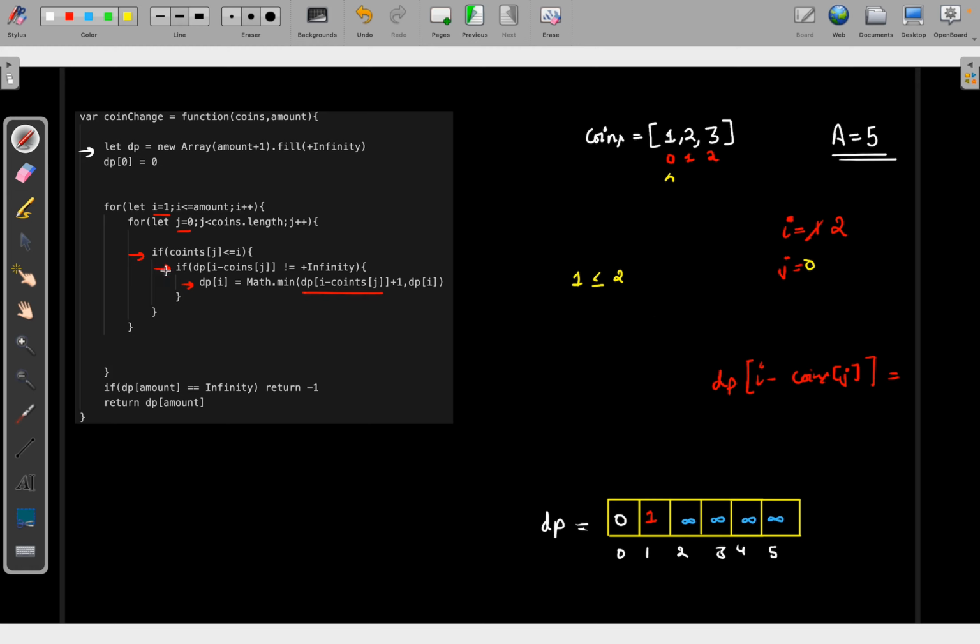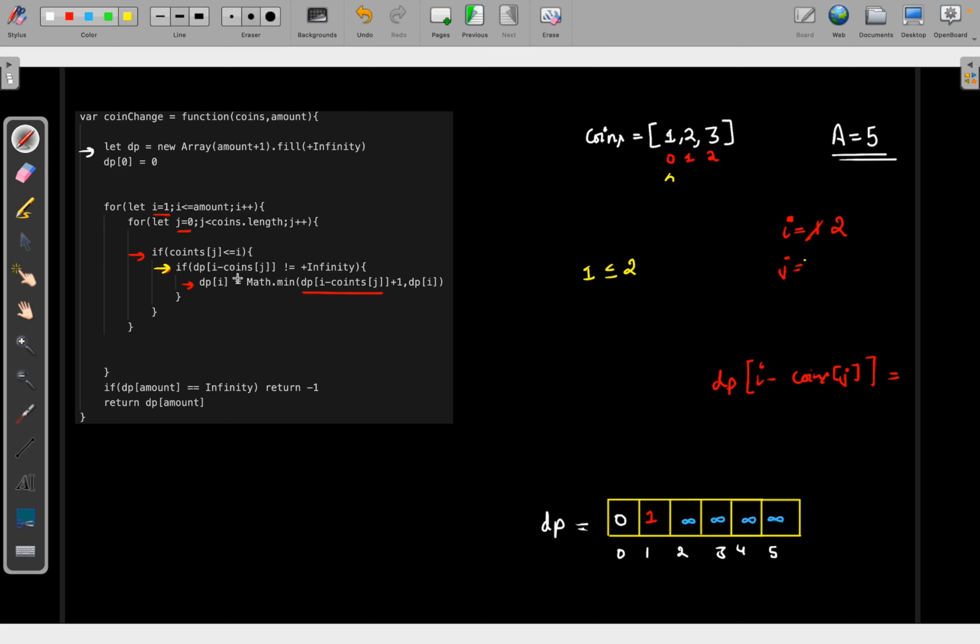Just give me 1 second. I guess we have missed one thing, that coins of j should be less than or equal to i. So in that case, when I was checking 2, coins of j, 2, is it less than or equal to amount 1? That was not, so yes, I was correct at that time. And now coins of j is 1. Is 1 less than or equal to amount 2? So yes, 1 is less than or equal to 2.